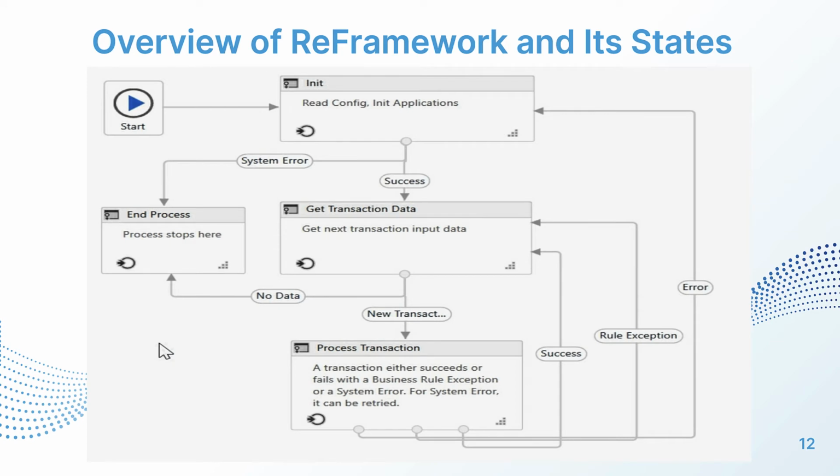This is how the template looks. It has 4 components: initialization, get transaction data, process transaction, and end process. The initialization state is used to initialize the parameters for the automation project. The get transaction data state is used to obtain data from different sources, including the orchestrator queue. The process transaction state is used to process each transaction obtained from the get transaction data state. And once we process each transaction, the process will be ended.